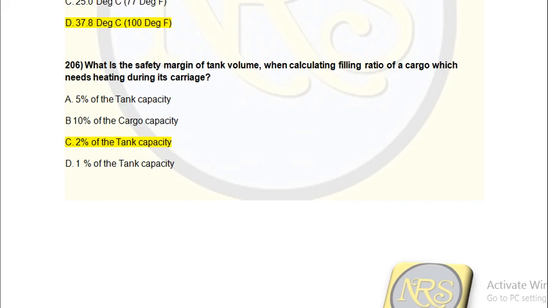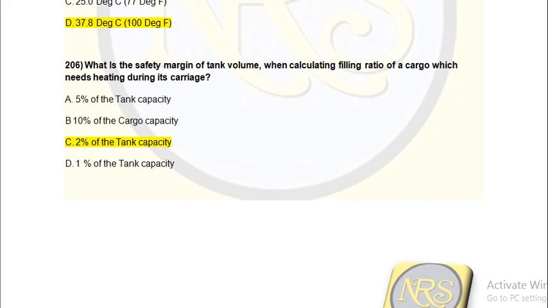If you see, the maximum allowable amount for taking cargo is 98% of the tank. Always we take 98% of cargo. So when it reaches 95%, we go to topping up. We will not fill up the tank at the full rate. We go with the topping up rate up to 98%. At 98% we stop the cargo operation for that particular tank. So the correct answer is option C, 2% of the tank capacity.